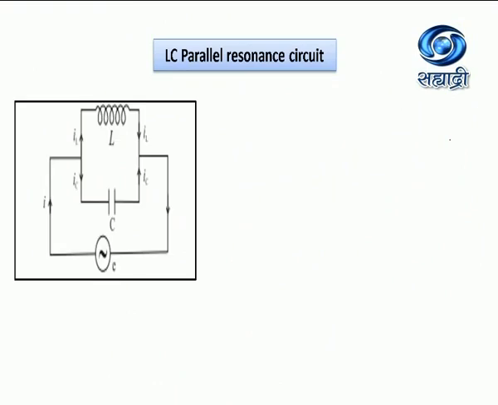LC parallel resonance circuit. Let us consider a circuit in which an inductor of self-inductance L and a capacitor of capacitance C are connected in parallel, and across this parallel combination, a source of alternating EMF is connected. During one half cycle, current will flow in one direction. In the next half cycle, current will flow in the opposite direction. In the circuit diagram, the direction of the current is shown.